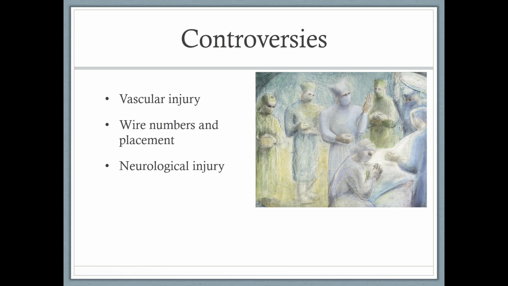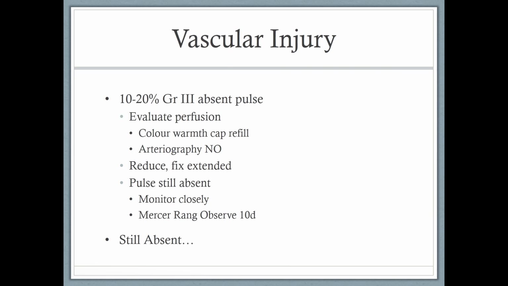What are the controversies? And this is really the part that I wanted to speak a little bit about in this talk. They surround the vascular injuries, wire numbers and placement, and neurological injuries. So, vascular injuries. In almost a fifth of grade 3 supracondylar fractures, and probably more where some of us come from where the referral patterns are not as good, we have an absent pulse.